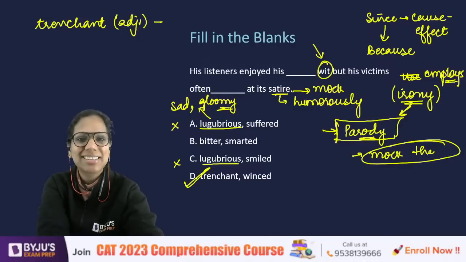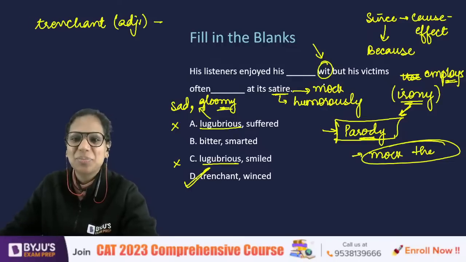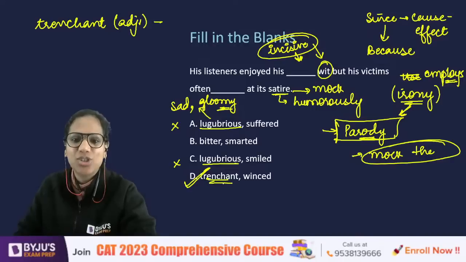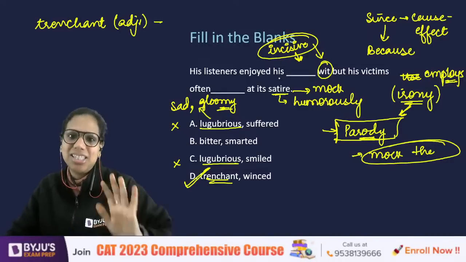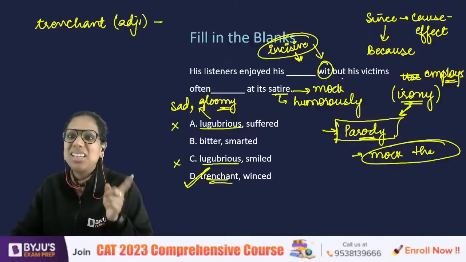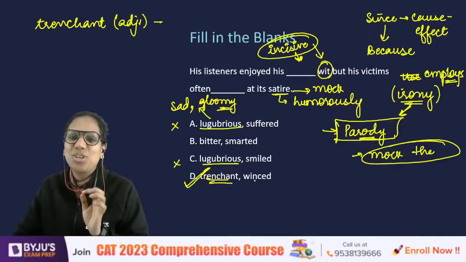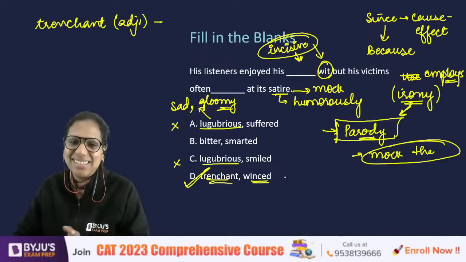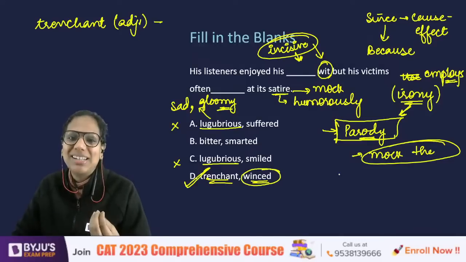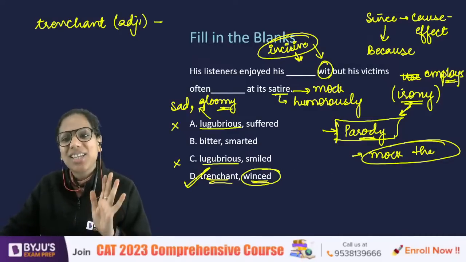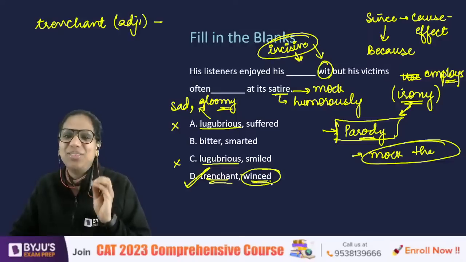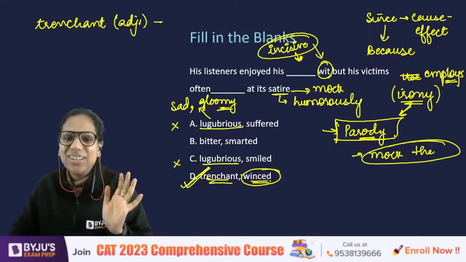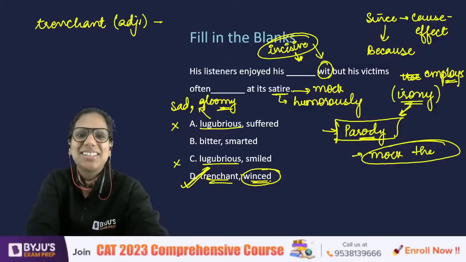Something that hurts. Yes, his wit would hurt. Yes, it would be something that's very incisive, very biting, cutting. That is trenchant. Okay, so his listeners enjoyed his incisive wit, but his victims, they often winced at its satire. They would be pained, right? So listeners enjoyed, but victims were often pained. So D is the answer here.